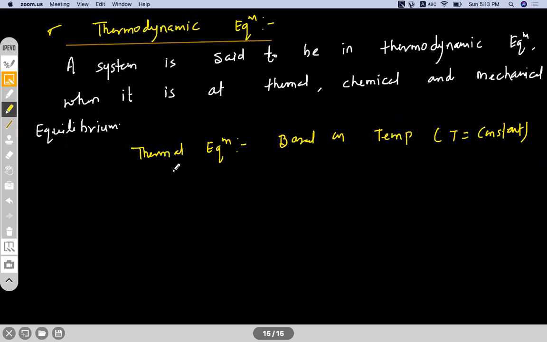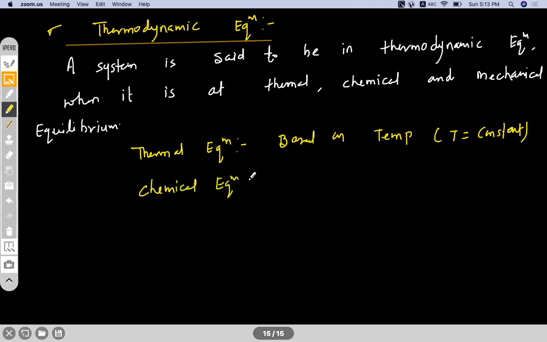Okay, chemical equilibrium. You see, chemical equilibrium is related with concentration, right? So if you have constant concentration, then it is in chemical equilibrium. We'll discuss this in detail in the next chapter, that is chemical equilibrium. Chemical equilibrium is this constant concentration. Okay.